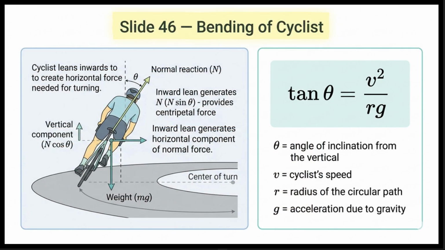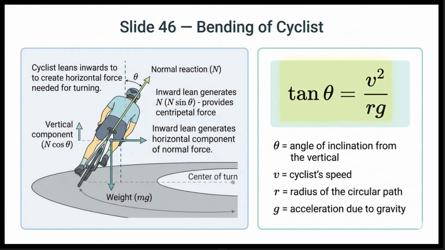A cyclist taking a turn leans inward, and this is not instinct or preference, it is physics. When the cyclist tilts at angle theta from vertical, the normal reaction force N from the ground tilts with them. The vertical component N cosine theta balances the weight mg, preventing the cyclist from toppling. The horizontal component N sine theta acts as the centripetal force needed to maintain the circular path.